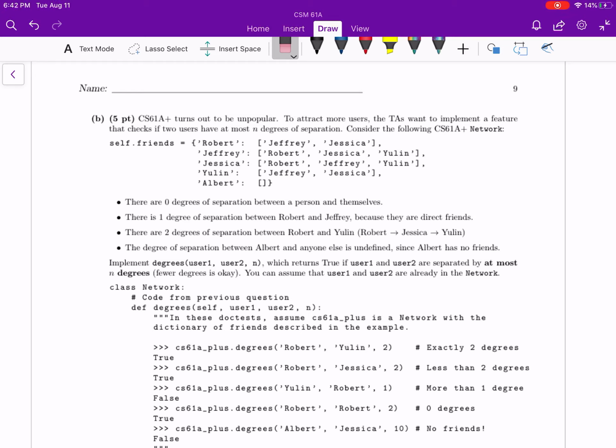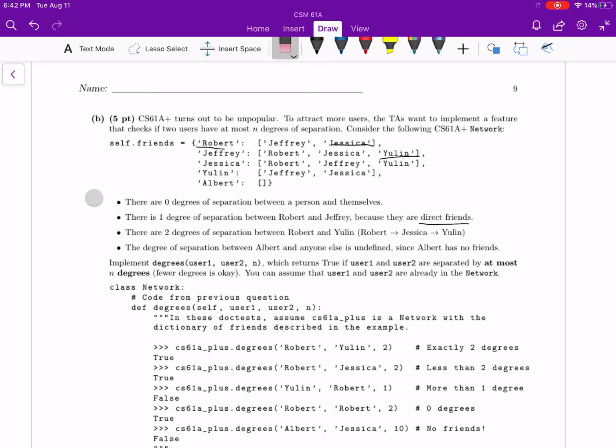And this is pretty similar to that. We can just look at the examples. By definition, there are 0 degrees of separation between a person and themselves. There's 1 degree of separation between Robert and Jeffrey because they're direct friends. If you look in Robert's list, there's Jeffrey in there, so they're friends. There's 2 degrees of separation between Robert and Yulin because Robert is friends with Jessica, who is friends with Yulin. And the degree of separation between Albert and anyone else is undefined because Albert sadly has no friends.